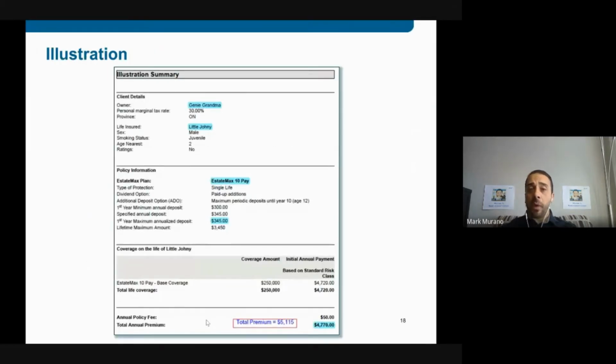So the first step is we create a basic illustration. This is right from my Envision software. We have Ginny, the grandmother, as the owner. We have life insured Johnny, he's a 2-year-old male.